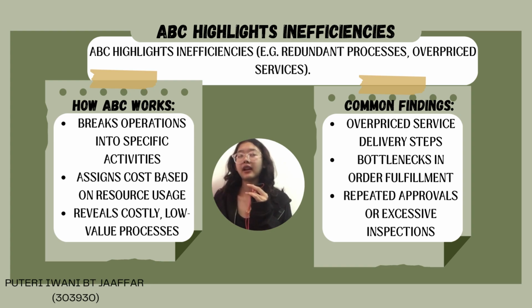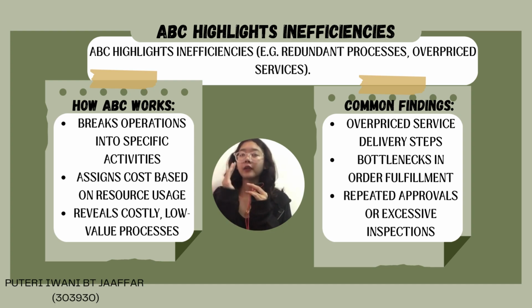It means that when each activity is broken down and costed properly, ABC can show which ones are expensive for the little value that they add. For example, imagine you discover that updating order status emails cost 5,000 a month, but the customers rarely check them. That's a costly and low value process. Next up, I'm going to go to the common findings under ABC analysis.